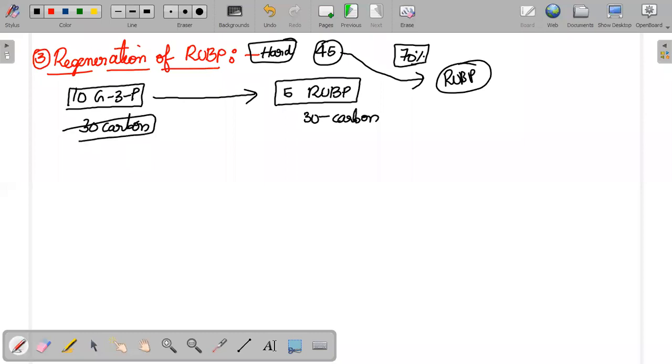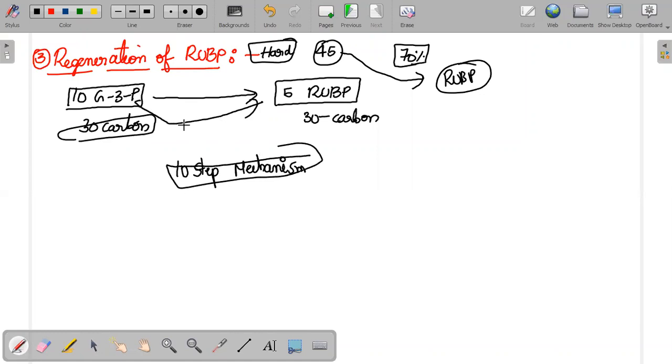In the 30 carbon compounds, you have to convert the 10 G3P molecules to the 5 RuBP molecules. It's a totally 10-step mechanism to convert the 10 G3P molecules to RuBP molecules.